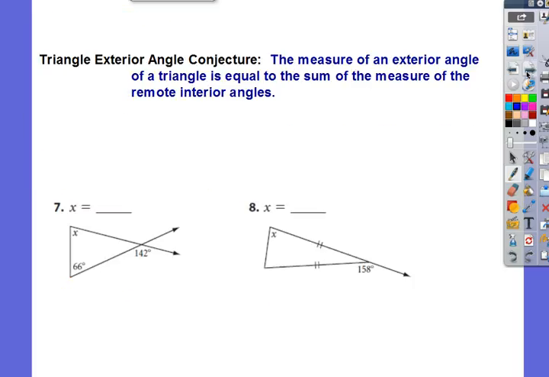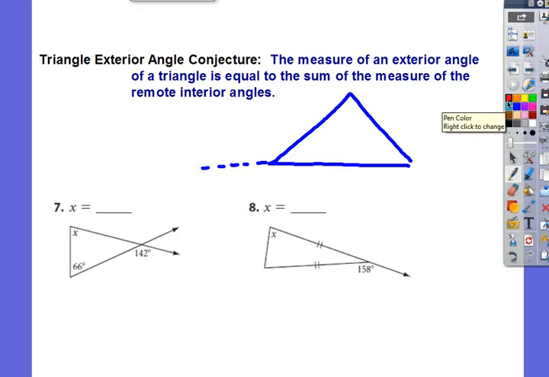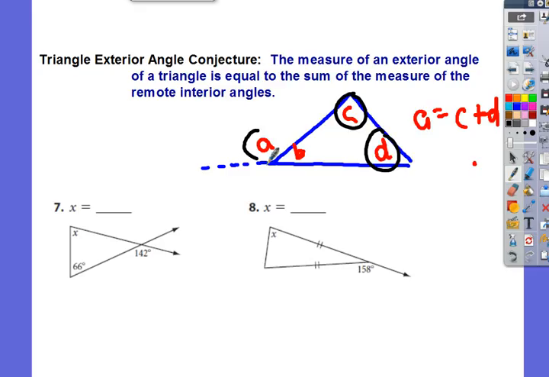And then write this conjecture. Triangle exterior angle conjecture: the measure of an exterior angle of a triangle is equal to the sum of the measures of the remote interior angles. So if we have a triangle and we extend this out, this angle right here, A, is going to be equal to C and D. A equals C plus D. Because C and D are remote interior angles, and A is equal to the sum of those. So A equals C plus D.